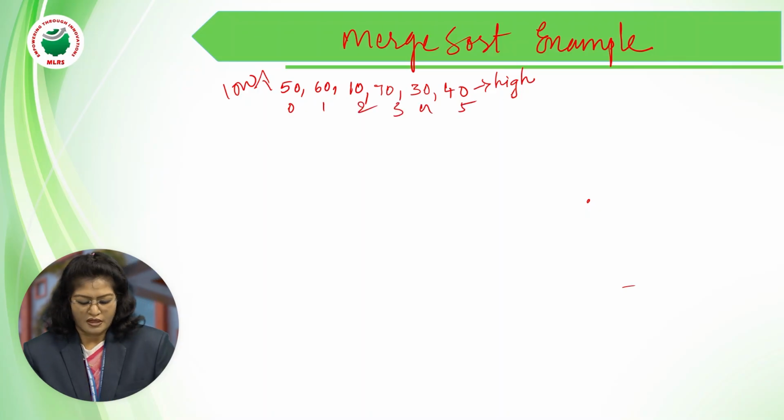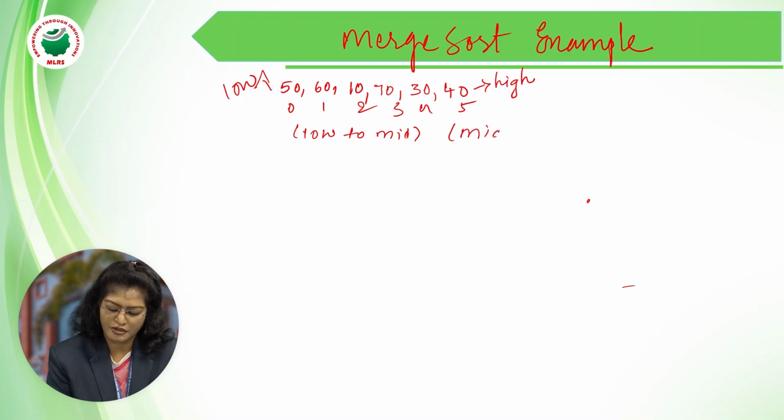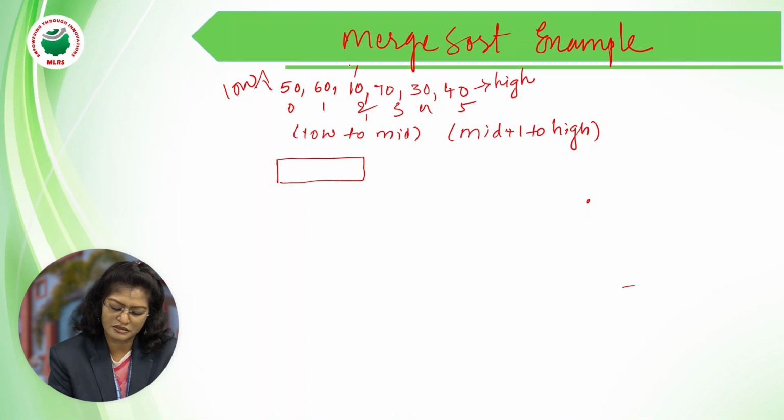Okay. And how are you going to divide now? Low to mid, mid plus 1 to high. Now, how are you going to divide? What is the mid value here? This is the mid value. So we are going to consider it as 50, 60, 10. So again 0, 1, 2.